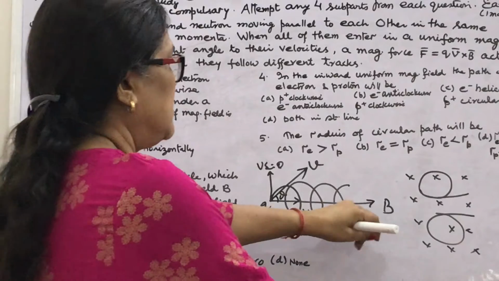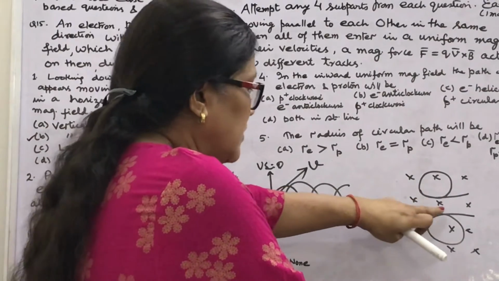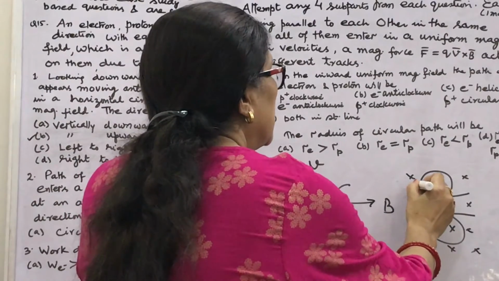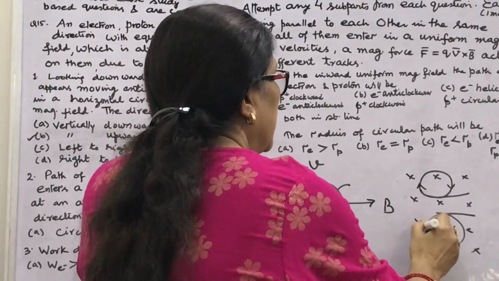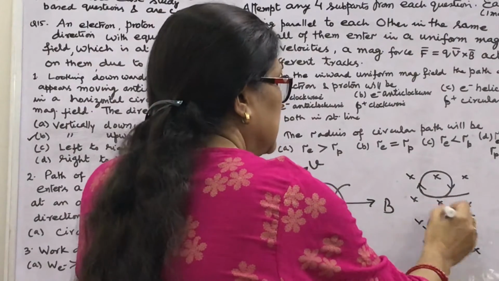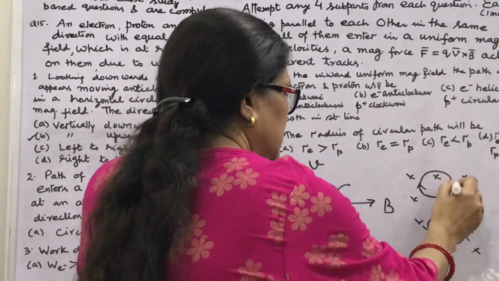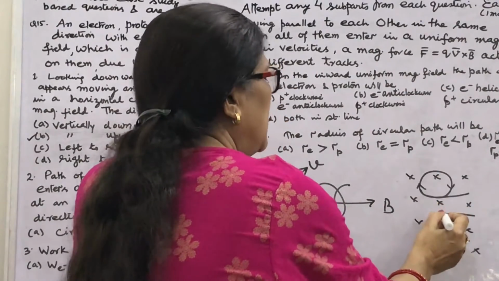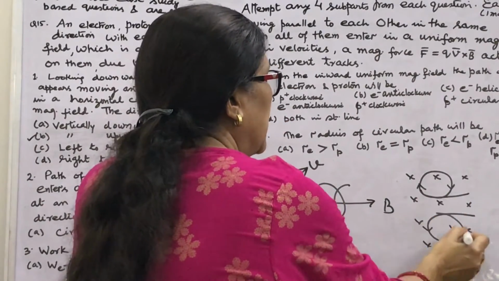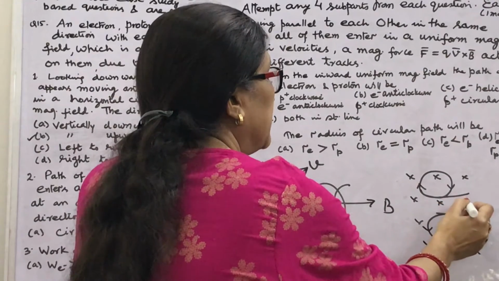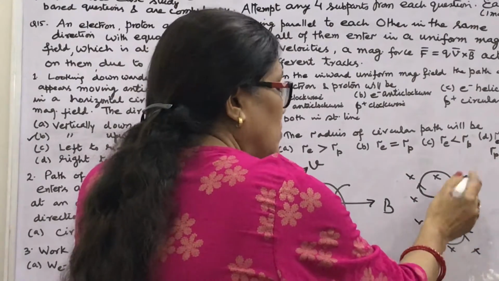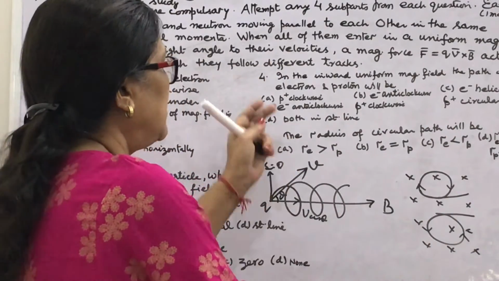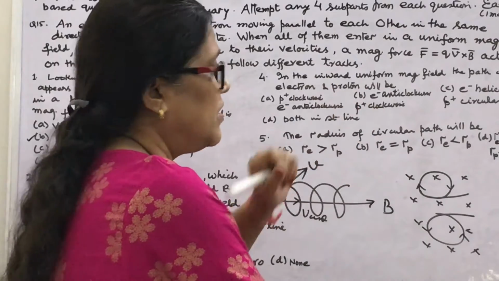Look, suppose these are the two particles, and the tracing is given like this and like this. This one is clockwise, and this is anti-clockwise. Which type of magnetic field is given? Inward. Which particle is electron, which particle is proton? You have to decide as per the options given here.